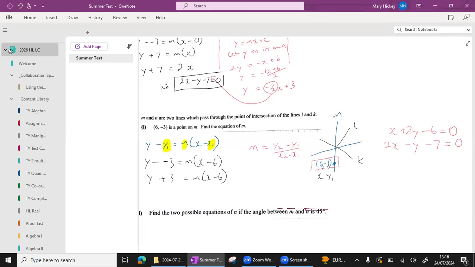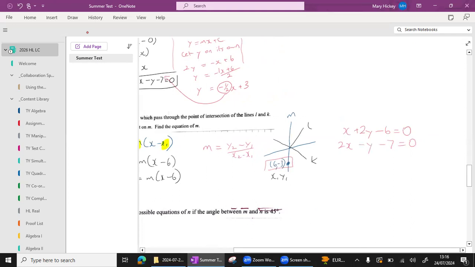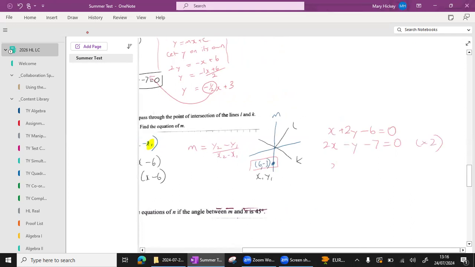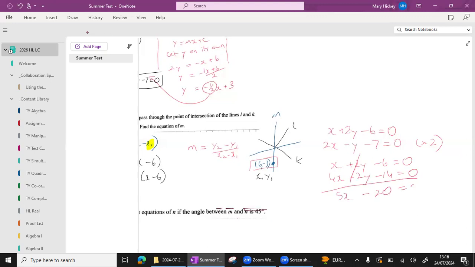So the usual story with simultaneous, I need to get either the x's or the y's to match, but have opposite sign. So I think kind of an easy thing to do would be just to double the bottom line here. So I end up with x plus 2y minus 6 equal to 0, and 4x minus 2y minus 14 equals 0. They cancel. 5x minus 20, so that's 5x equals 20.